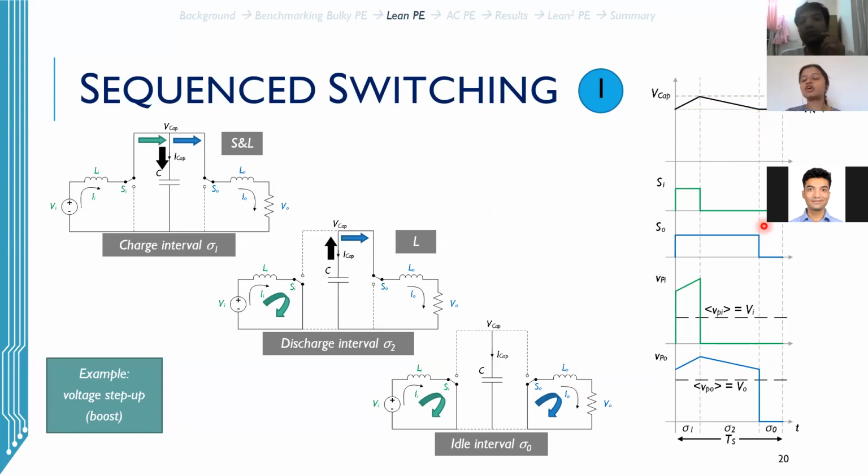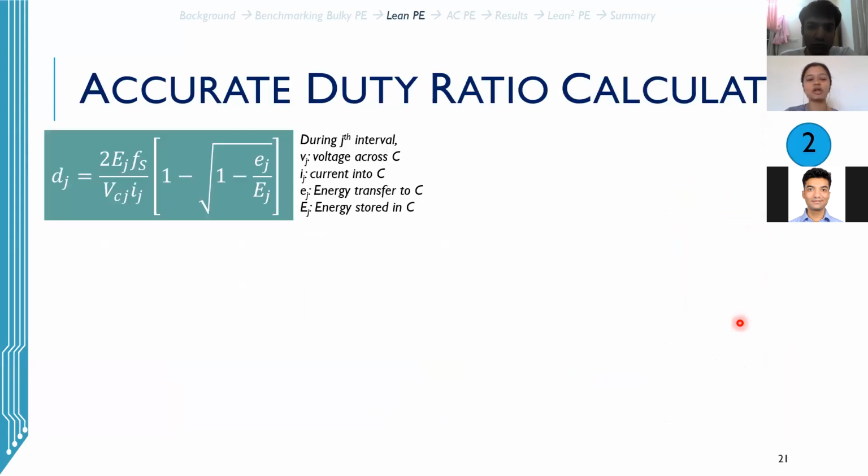So we can draw a contrast between this approach and the conventional approaches, wherein the source and the load switching operation may or may not be synchronized. In this case, we sequence the switching operation between the source and the load. The pole voltages are shown at the bottom.